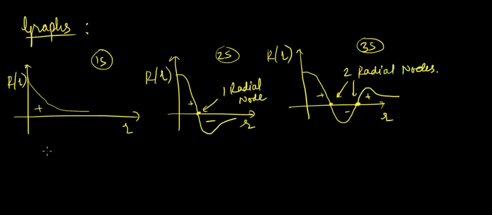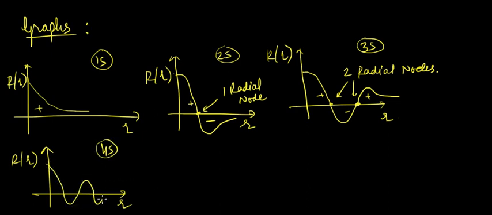Now let's see 4s. For 4s we'll be having something like this, with 3 radial nodes. So we have 3 radial nodes here in the graph of 4s.